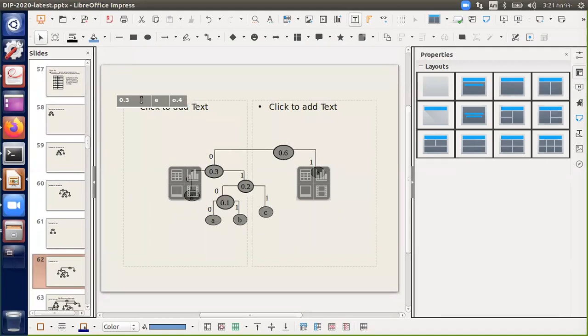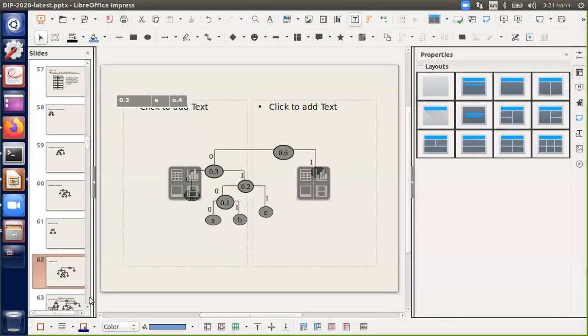Now when we are merging the tree with 0.3 frequency and E, the tree with 0.3 comes to the left of the root node and E comes to the right of the root node. The root node is labeled with 0.3 plus the frequency of occurrence of E, 0.3, and the total is 0.6. Again, the left branch is assigned 0 and the right branch is assigned 1.